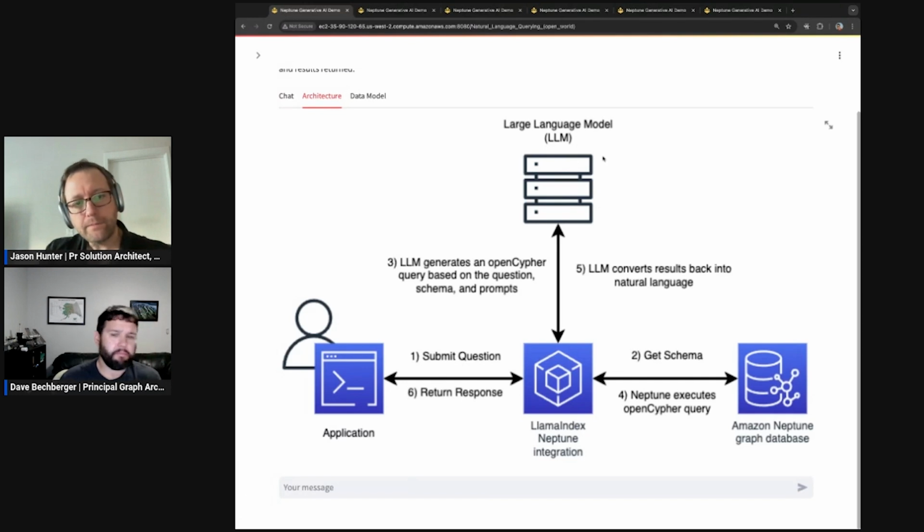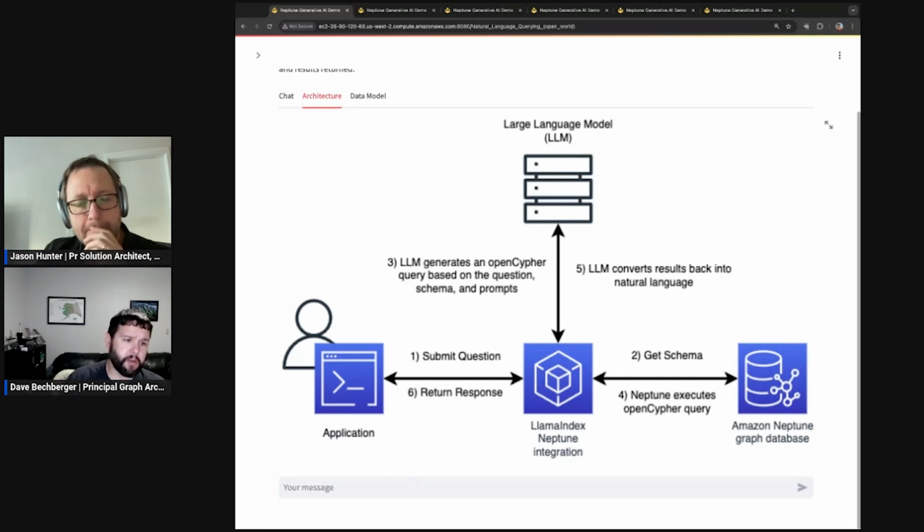Yeah. So, pretty much what we're looking at here is the architecture of how this works. Basically, you submit a query. First thing it does is, in this case, we're using an integration we have with Neptune through an open source toolkit called Llama Index. You may be familiar if you work with RAG applications. It's a framework for building those. And one of the things it also offers is the ability to do this natural language querying.